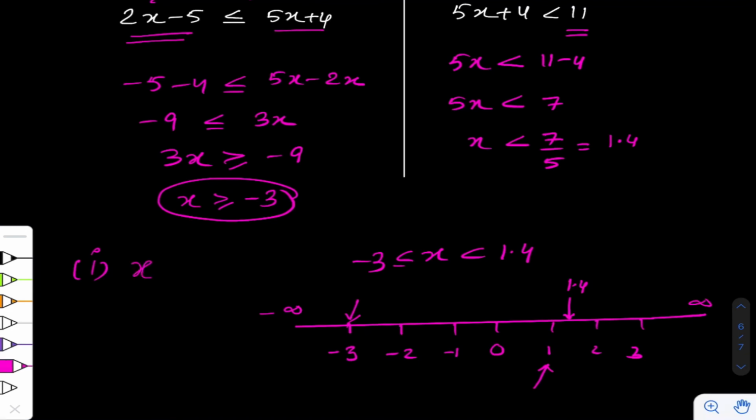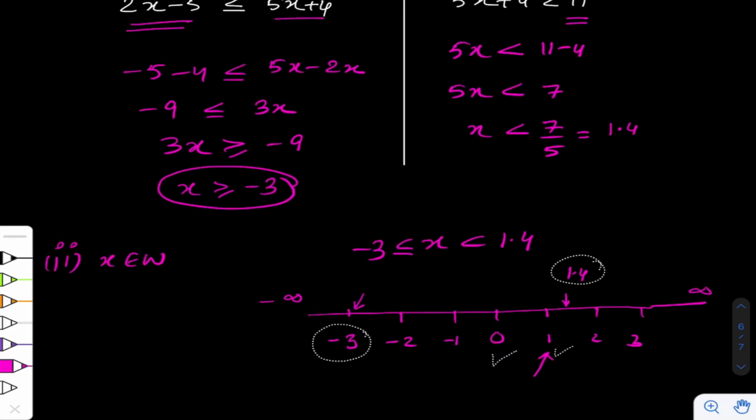x belongs to whole numbers, and we know whole numbers start from 0. So now see between minus 3 and 1.4, what are the whole numbers coming? So the solution set will contain just two members, 0 and 1.